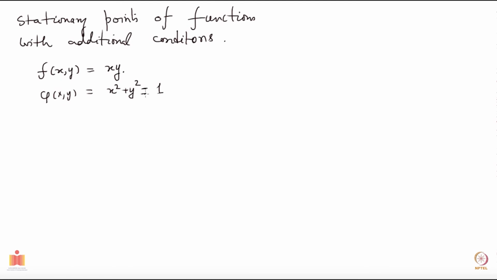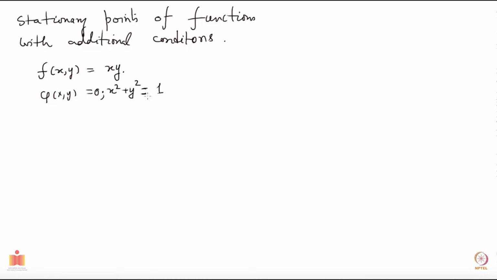Okay, let me write it more neatly. Let's say phi is specified to be this: x square plus y square equal to 1. So these are the kind of things which we want to ask, and I'll give you the answer to this. And actually, it's easy to see why that is the answer. You can also look at the book by Courant and John, Introduction to Calculus and Analysis, Volume 2. I think it's Volume 2. There you can find a good discussion on the subject.